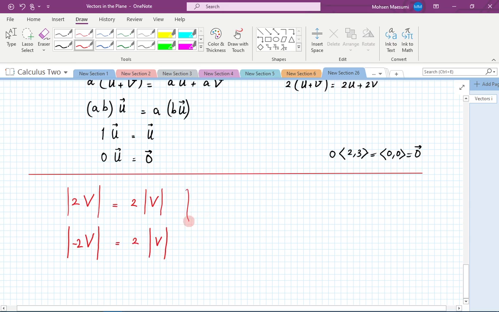To capture both of these things in a single formula, we say if you have a vector, multiply it by some number, that number could be positive or negative, and then measure the length of it. What you're going to get is the length of the original vector, but now you have to multiply by the absolute value of the number that you had.